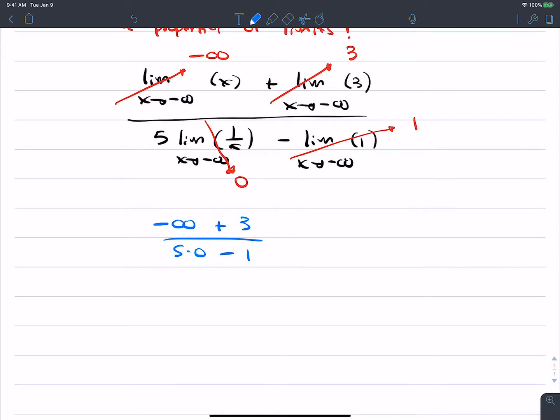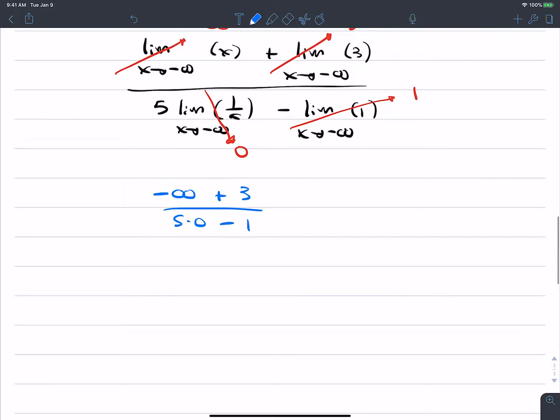Is that true? Now we're going to go through what we just discussed about what all this really means again. For your numerator, right up here, you've got negative infinity plus 3. So what's that going to give you? That's negative infinity. Good. And then 5 times 0 minus 1, what's that going to be? It's negative 1. Is that true? And then now you have negative infinity divided by negative 1. What does that equal? Is that negative or positive infinity?